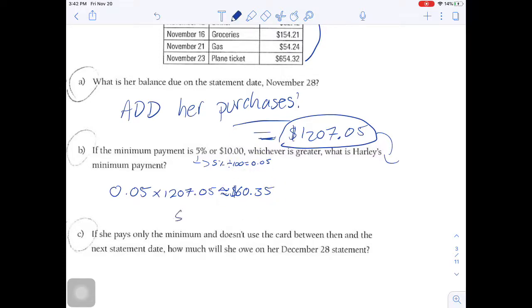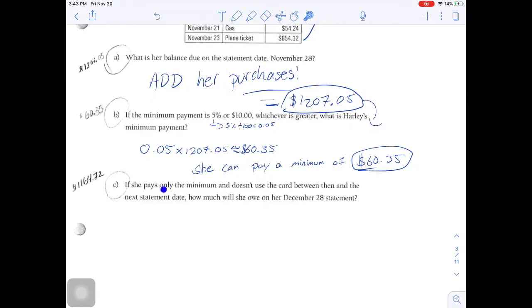So she can pay a minimum of $60.35 because it is greater than $10. Okay.